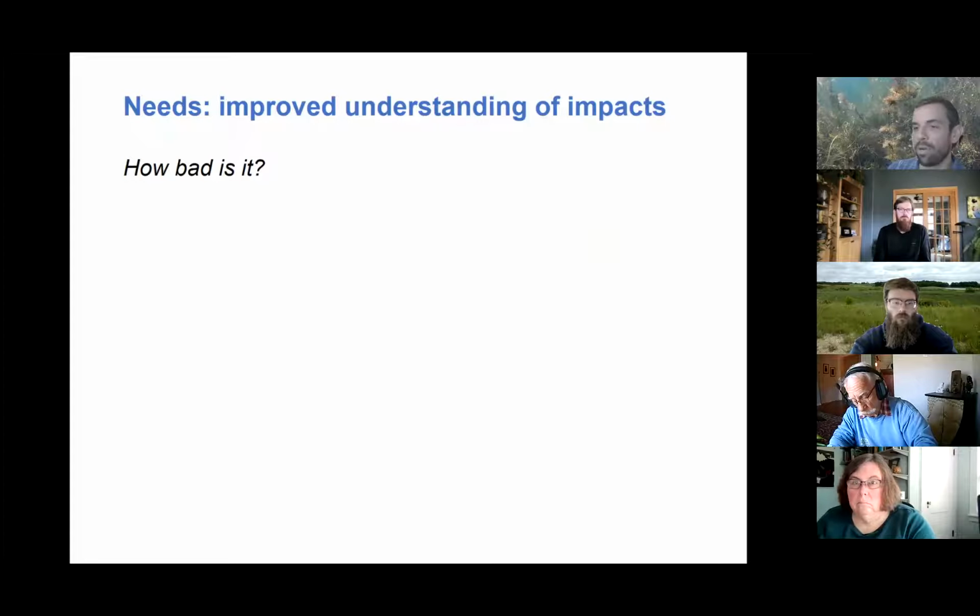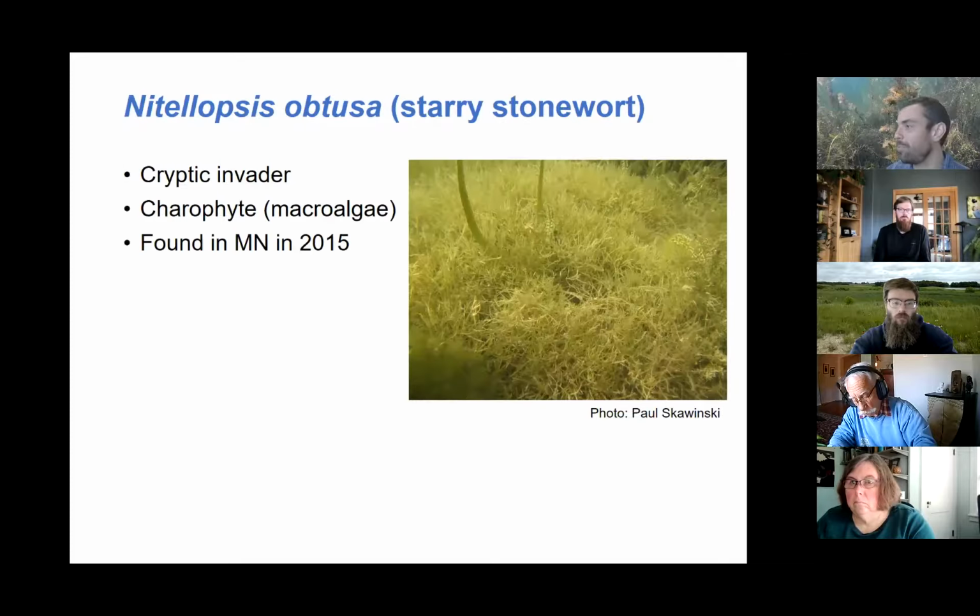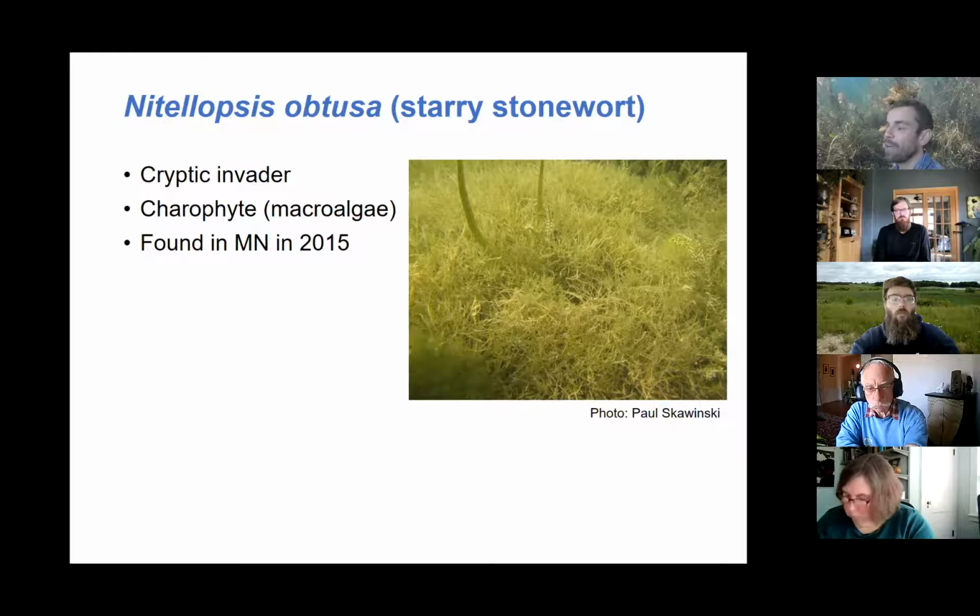One is simply the question, how bad is it really? An example of a species that we've been working on a lot over the past few years is Starry Stonewort. This was not in my phylogeny because it's not a seed plant, it's a macrophyte, a type of macroalgae, but it's also a cryptic invader.